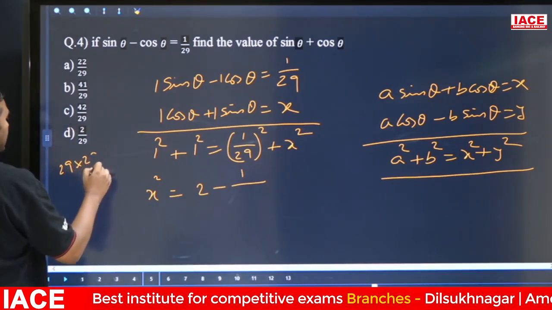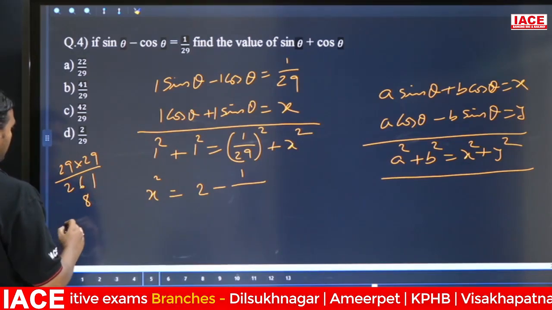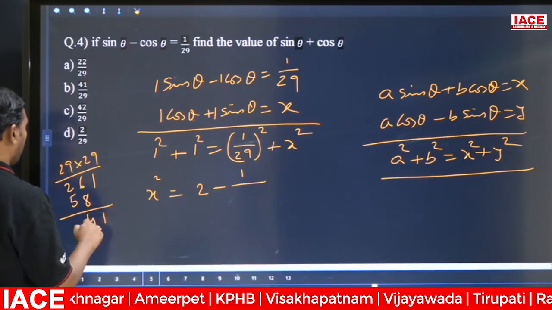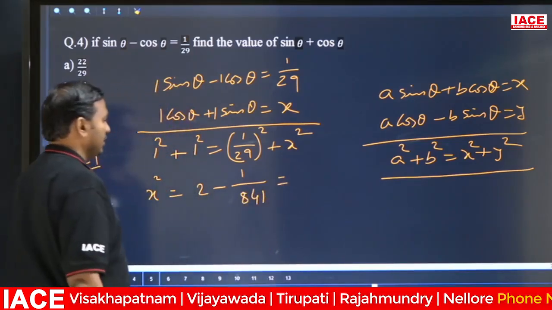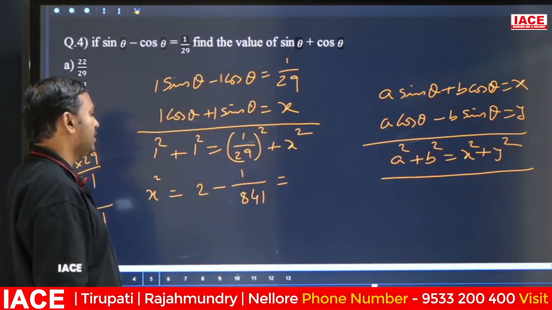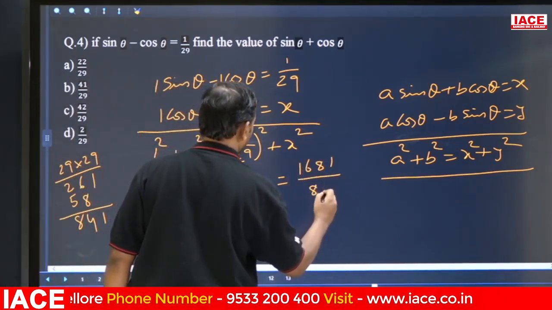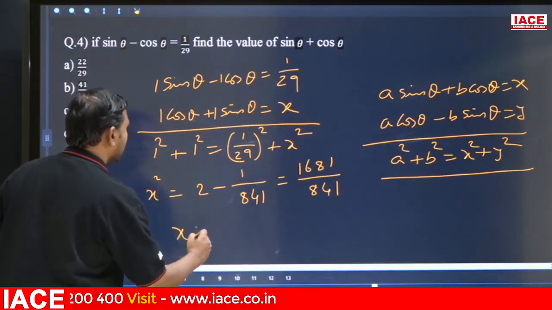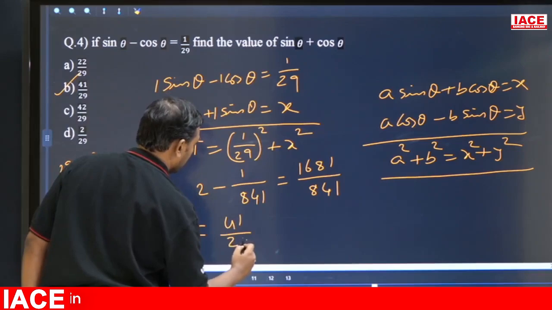29 into 29: 81, 261, 18, 5. Right? 5 means 1, 4, 8, 841. So 841, right? 2 minus 1 by 841. 2 minus 1 by 841 means how much? 1682 minus 1 is 1681 by 841. So x square is 1681 by 841. So x equal to the square root of 1681 by 841, that is 41 by 29. So 41 by 29 is the right answer.